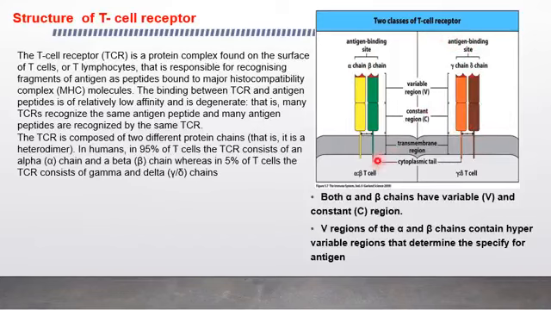As I mentioned, it has the cytoplasmic tail, which sends the signals inside the T cell when the antigen binds. Here are the types of the T cells: alpha beta chain and gamma delta chain. We have the variable region, the constant region, and two types of T cells.